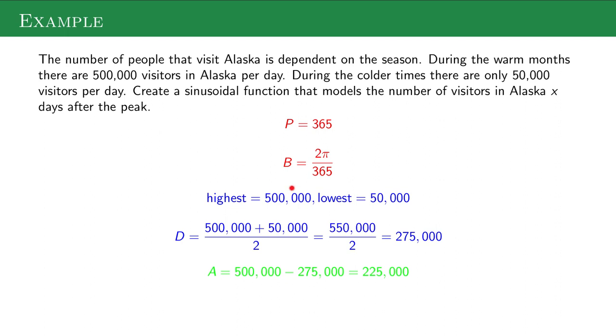The amplitude is just that highest value, and I subtract the midline I just found. That's 225,000. Now I just put everything in its right place. 225,000 goes in front. 2 pi over 365 goes next to my x. D goes last. So you just kind of remember those pieces. These two are related to each other, and this one's kind of the special one that's related to the repeating of the scenario.